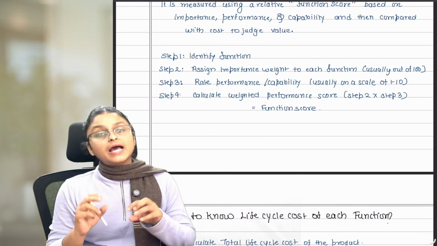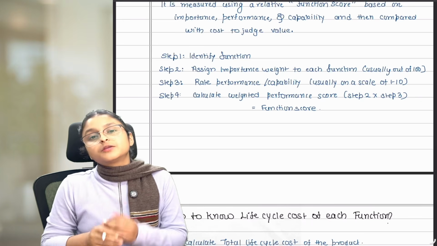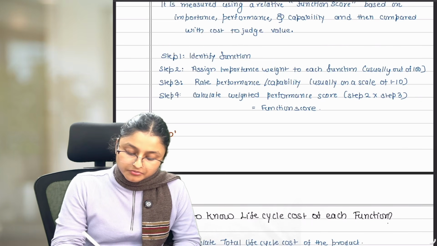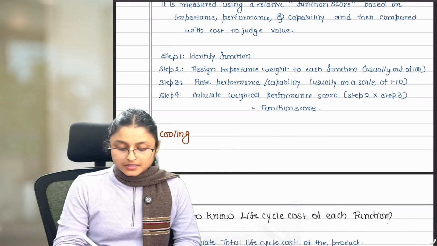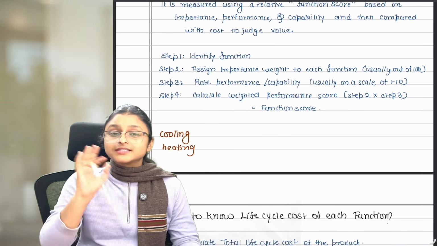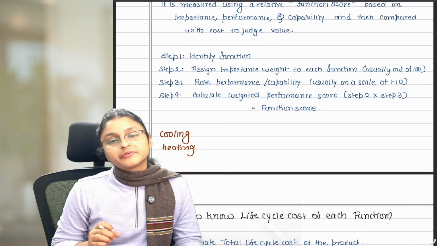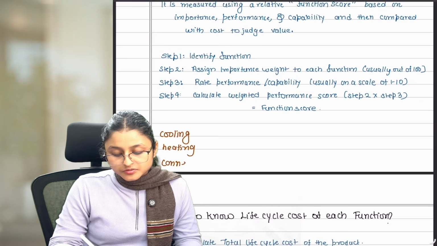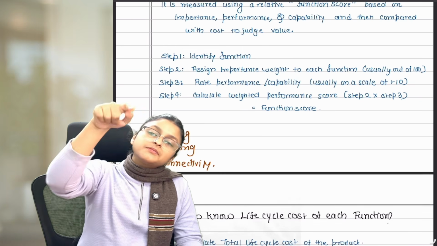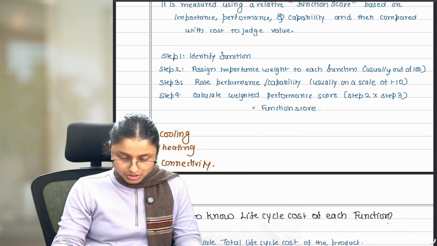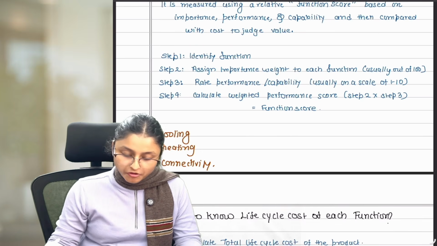For that, first of all, identify all the functions your product can perform. So, my product is, let's say, an AC. An AC can perform a cooling function. Let's say an AC can perform a heating function also. An AC also works as a heater, right? So it can also perform a heating function, and it also provides me a connectivity function. So I can connect my AC with my mobile phone. That is also a connectivity type of function. So these are the functions an AC performs.